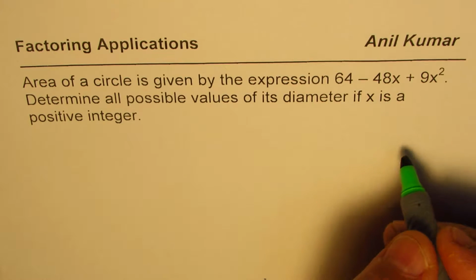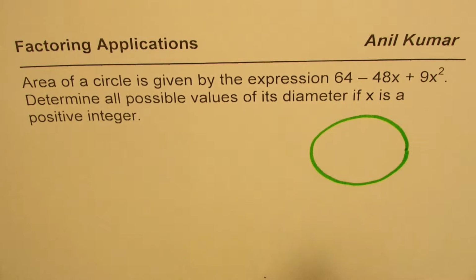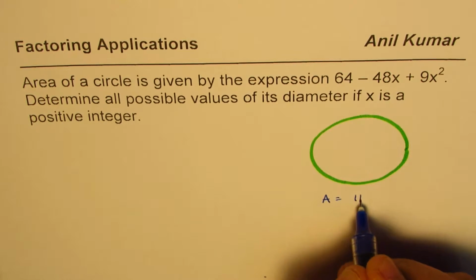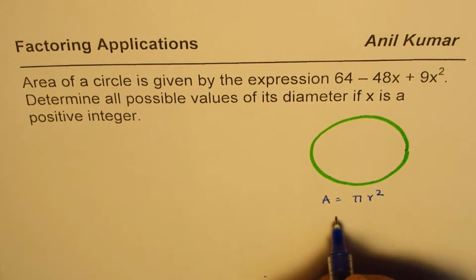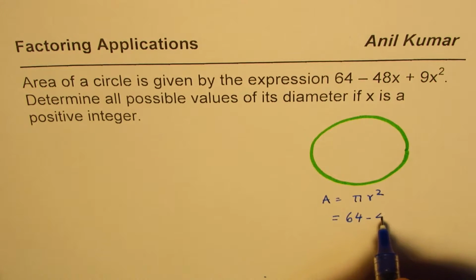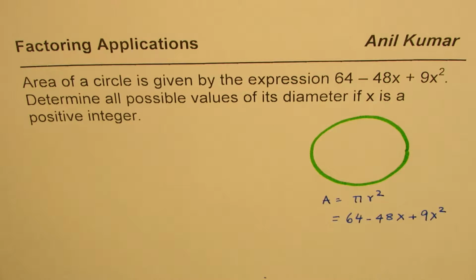Let's try to understand this question. So we have a circle. Now it says area of the circle. Now what is area of a circle? Area is pi r squared. But we are given an expression which is 64 minus 48x plus 9x squared. Right? This is the expression which we are given.